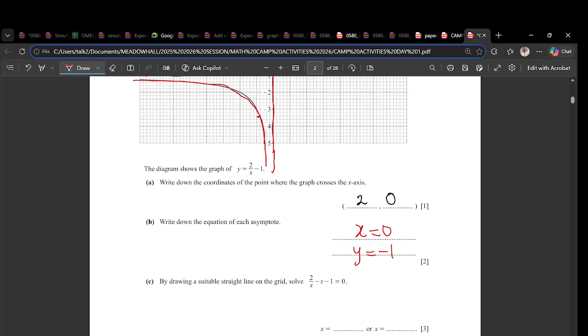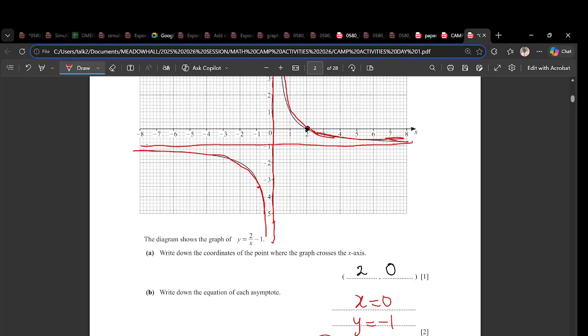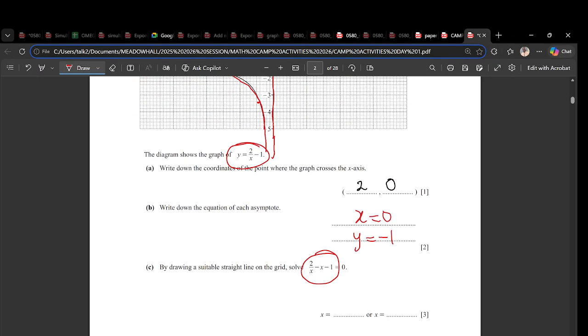Now the next question is talking about you need to draw a suitable line to touch that curve. Now you need to compare this equation with the general equation that they give you. So I will bring this equation here, 2 over x minus 1 is equal to 0. I'm going to compare this one with this one. Look at it and see what is given in that question. You can see from this question here, 2 over x is here, 2 over x is here. So I want to put this one down, 2 over x. Then minus 1 is here. I'm going to leave the minus 1.